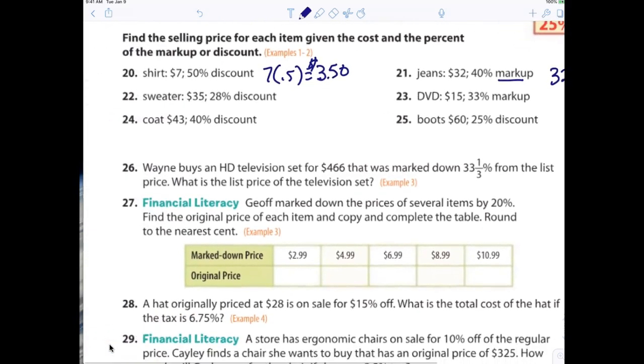Or I'm sorry, 22. 22, all right. So what do I do? It's 72%. It'd be 35 times 0.72. Good, which is 25.2, which is 25. $25.